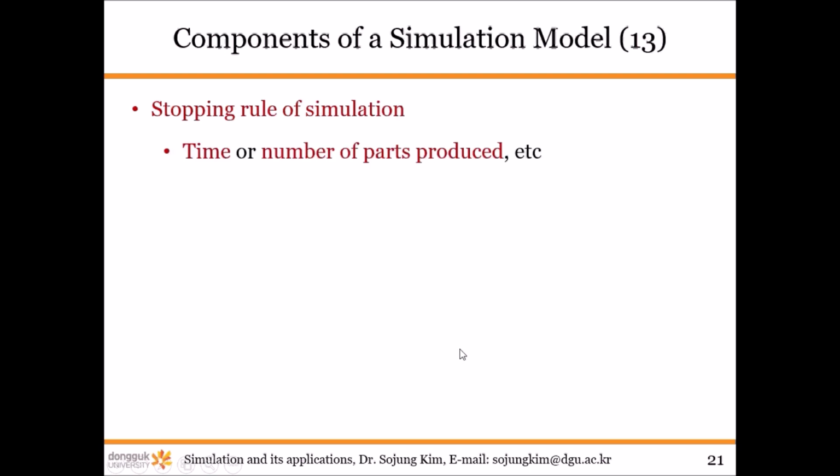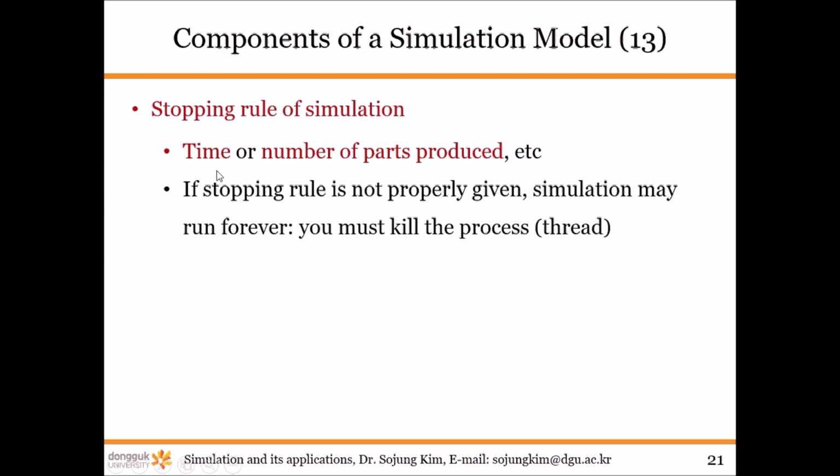And the stopping rule of the simulation: time or number of parts produced. You can actually use two options, either time. If you want to run the simulation for 20 minutes, you can set up the 20 minutes as the simulation run time. Or you can also stop the simulation model by setting the number of parts produced. For example, if you want to stop the simulation when the system produces 100 parts, then you can set 100 as the simulation termination condition.